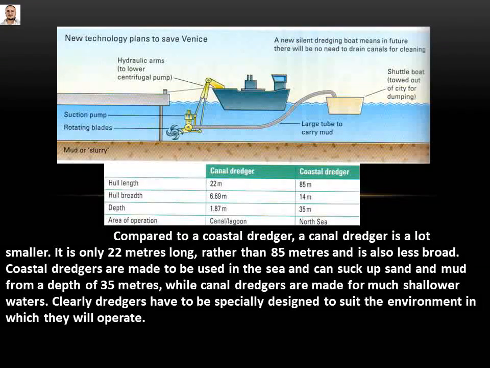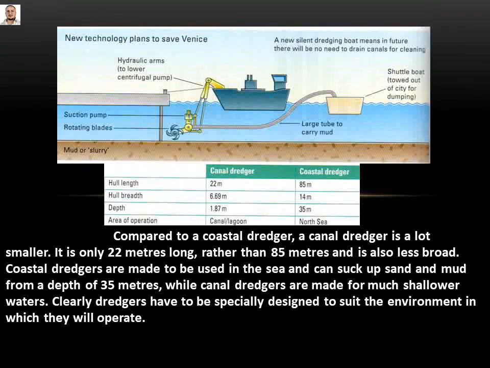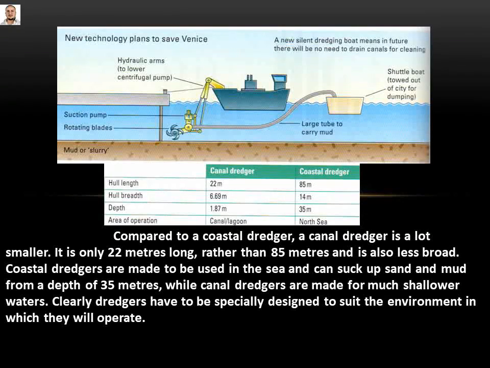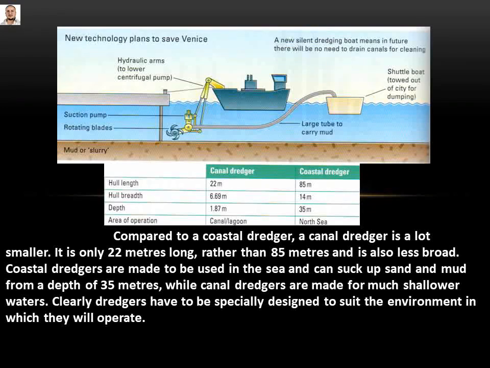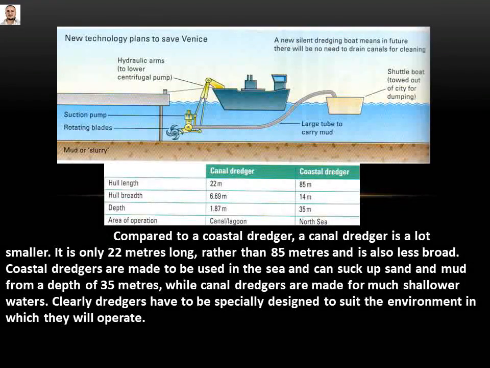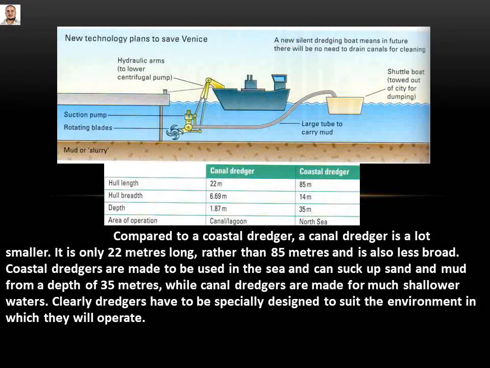Okay, what we did here is that in the first paragraph we have just made an introduction to what we are going to talk about. In the second paragraph we talked about their function, which is the diagram, while in the third one we talked about the table, which is the comparison between the canal dredger and the coastal dredger. This is, for example, or maybe any other items or machines or whatever we do.